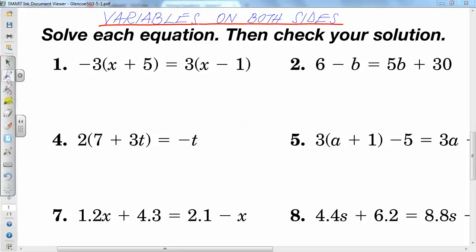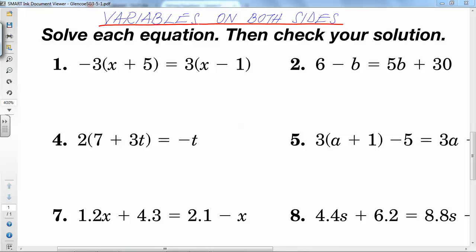Hi everyone, we are moving on to solving equations with variables on both sides. What can we do? Problem number 1: negative 3 times (x plus 5) equals 3 times (x minus 1). As you notice, I have 3 times a parenthesis and 3 times another parenthesis. You know what I can do first? I can divide both sides by 3.